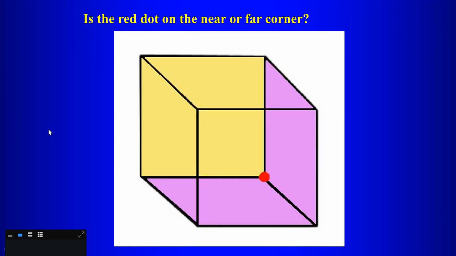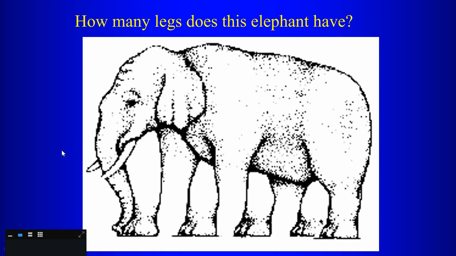Some of these optical illusions or puzzles that I like, is the red dot on the near far corner. If you stare at it, it seems to move back and forth between the near corner and the far corner. And so in radiology, we're in a very perceptual field. How many legs does this elephant have? If you start counting the legs, they seem to move around on you. So, where are the legs? Start counting them, and they kind of move around, right?